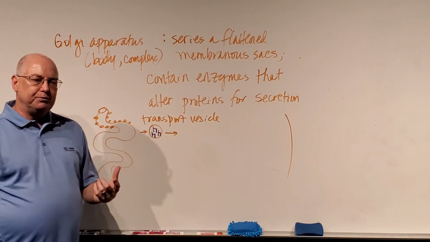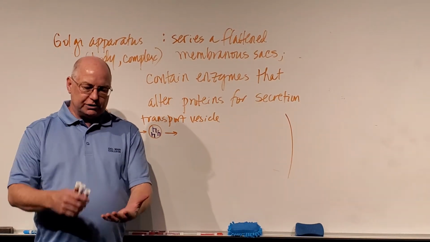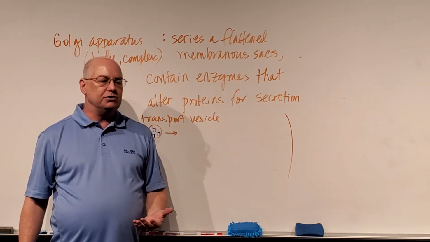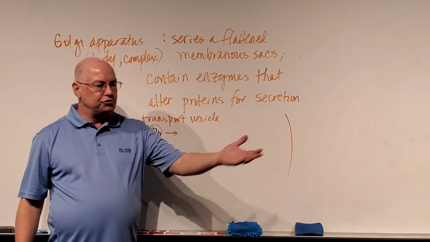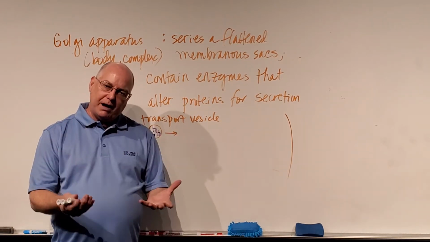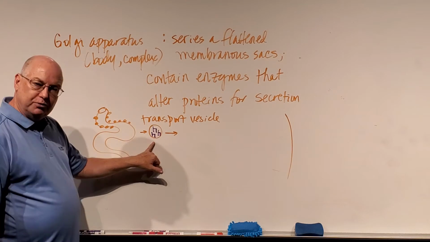If you're going to ship a protein, you don't just stick a stamp on it and send it off. If you were going to send your laptop to a cousin in Minnesota, you don't stick a stamp on it and drop it in the mailbox. It will disappear and it won't make it. So you put it in a package. This is our transport vesicle.